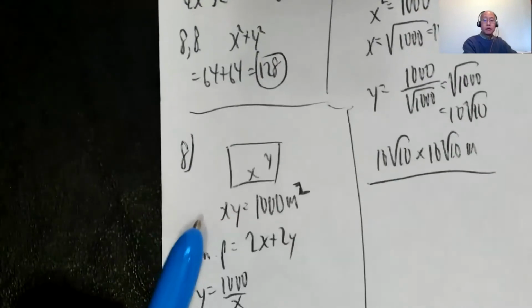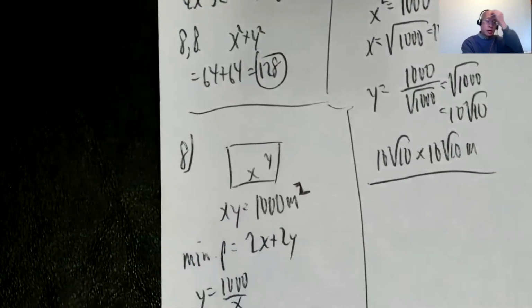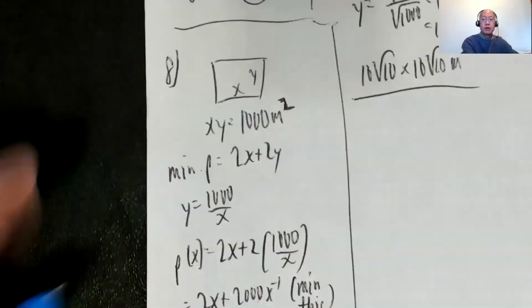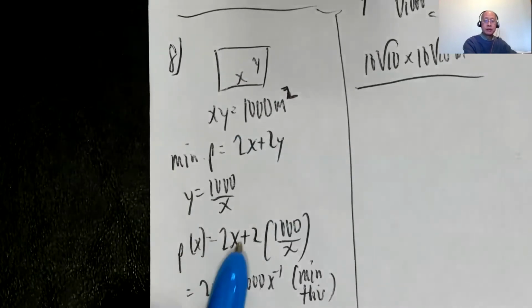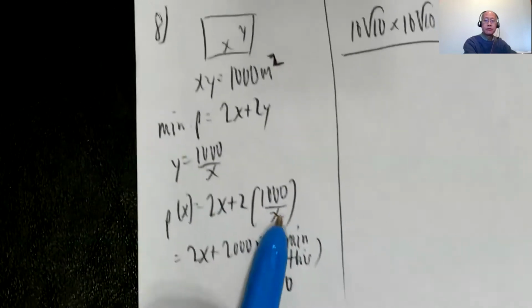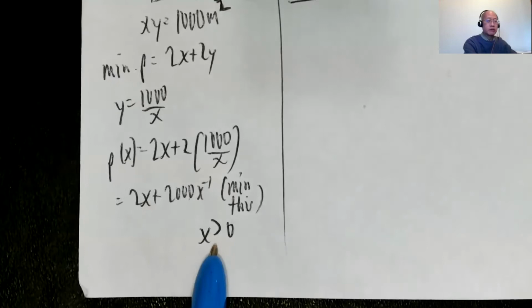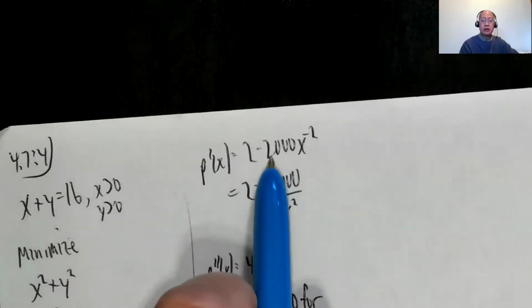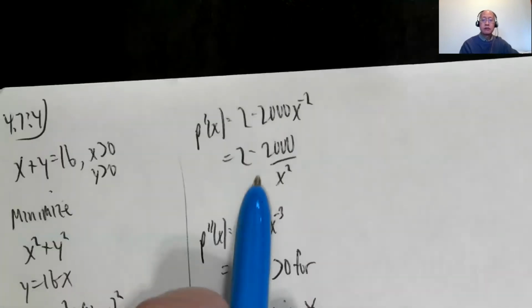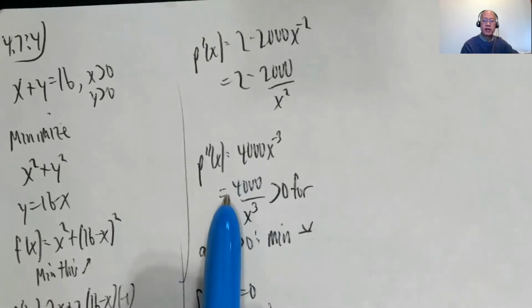Number 8. X times y, the area is 1,000 meters squared. We want to minimize the perimeter, which is 2x plus 2y. Okay. So from here, y is equal to 1,000 over x. So p of x is 2x plus 2y. Here's y. 2x plus 2,000 x to the minus 1. We're trying to minimize this quantity with x greater than 0. First derivative is 2 minus 2,000 x to the minus 2. Which comes out to be this. Double prime is 4,000 x to the negative 3, which is 4,000 over x cubed.